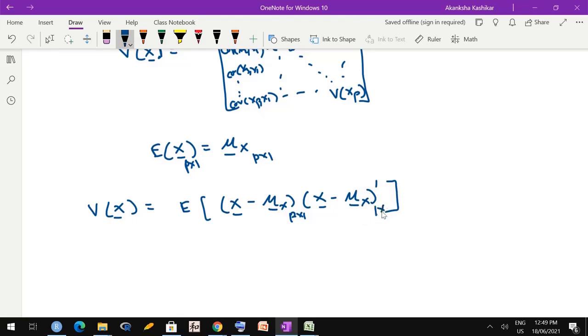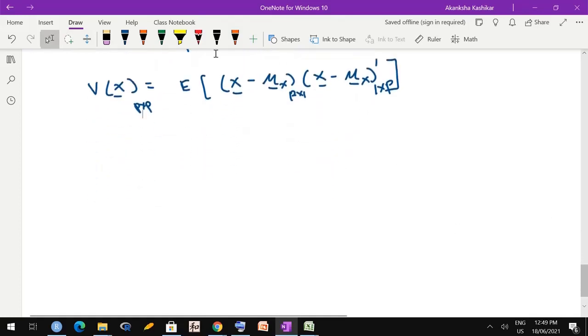So the order would now be 1 cross p. So now they are compatible for product. I have p cross 1, 1 cross p. So overall it would become p cross p. Making sense? So we are simply trying to extend what we know in univariate to multivariate, and wherever we find difficulties we try to modify the formula.